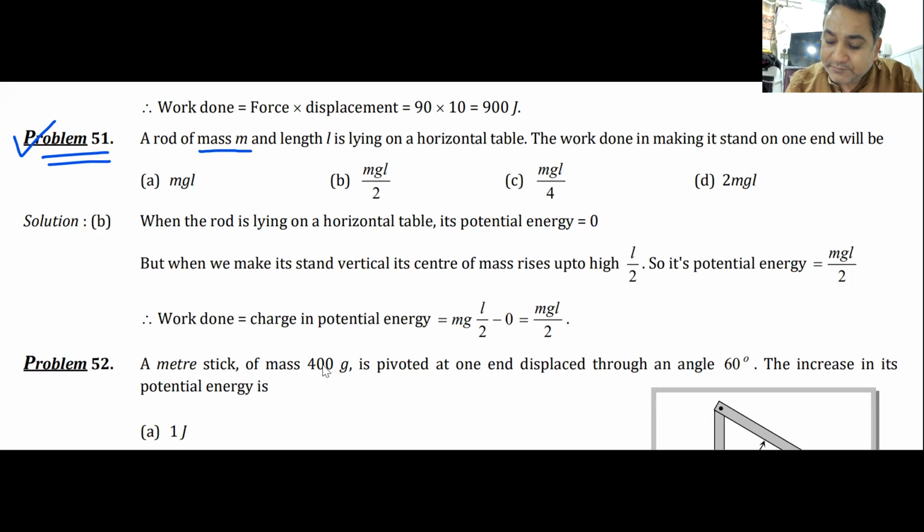A rod of mass m, length L, lying on a horizontal table. Work done in making it stand on one end. Initially it is like this. Finally it has to be like this. Find out the work done.